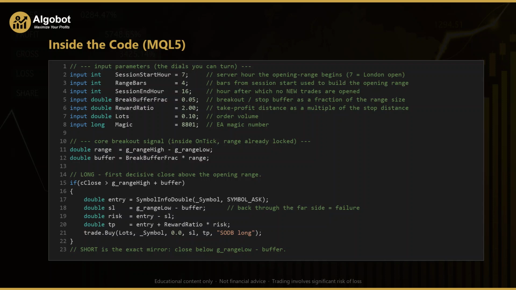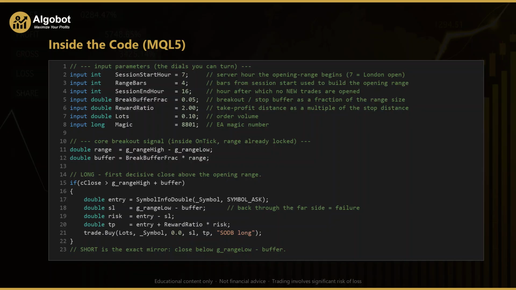Let's look at the actual MetaQuotes language code that drives this, just as you'd see it inside MetaEditor. At the top are the input parameters, the dials you can turn. Session Start Hour and Session End Hour define the window in which the strategy operates. Widen or shift them to match a different session. RangeBars sets how many bars build the opening range. A larger number gives a wider, slower range. A smaller number reacts faster.